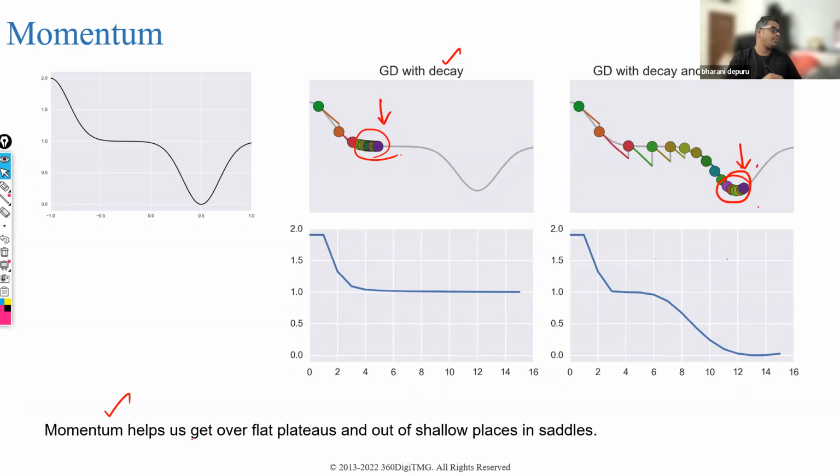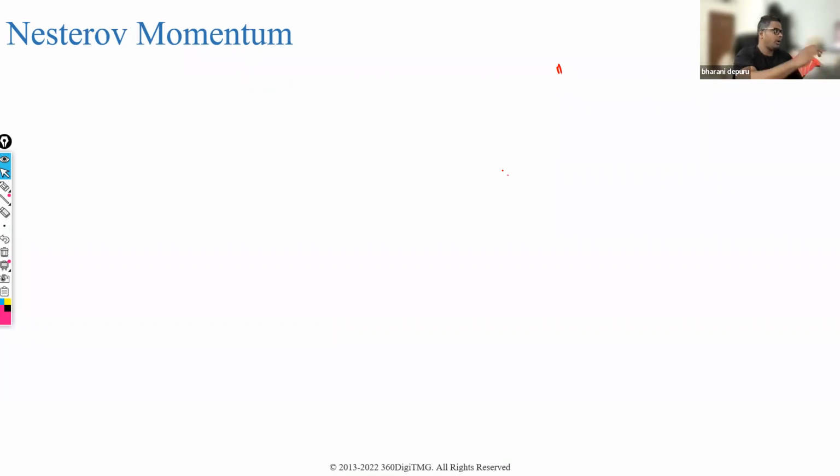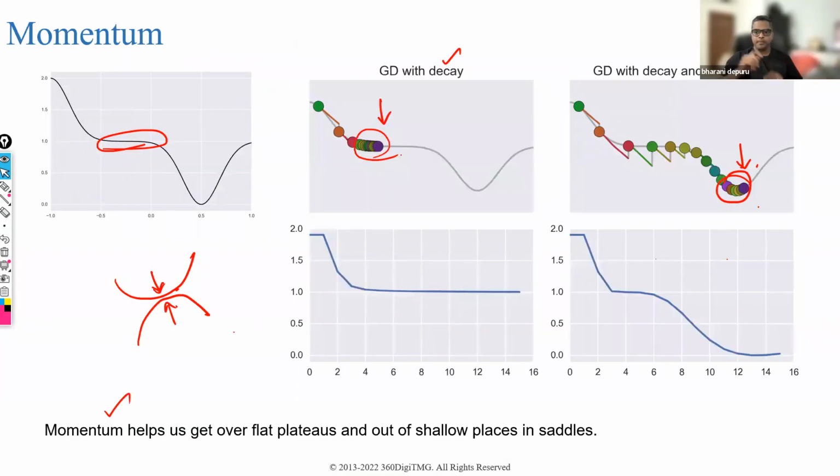So momentum helps us get over flat plateaus and shallow places in saddles. A saddle is a point where from one direction it looks as if it's a minimum, and from another direction it looks as if it's a maximum. Okay, next, you have something called Nesterov momentum. You understood the concept of momentum, right? We give it an additional push.